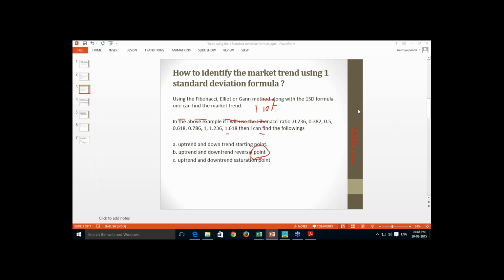So next, after calculating this price range, we have to use any one of the principles, either Fibonacci or Elliott or Gann method, to find a trend and make a trend entry. While finding a trend, we have 3 critical jobs to do. One, find the uptrend or downtrend starting point from where the trend will start. Then the uptrend or downtrend reversal point from where it has the probability to reverse, and the saturation point, where the uptrend or downtrend will saturate. So in the Fibonacci principle, whenever the price moves above the 0.236 retracement, we say that the uptrend or downtrend is confirmed.